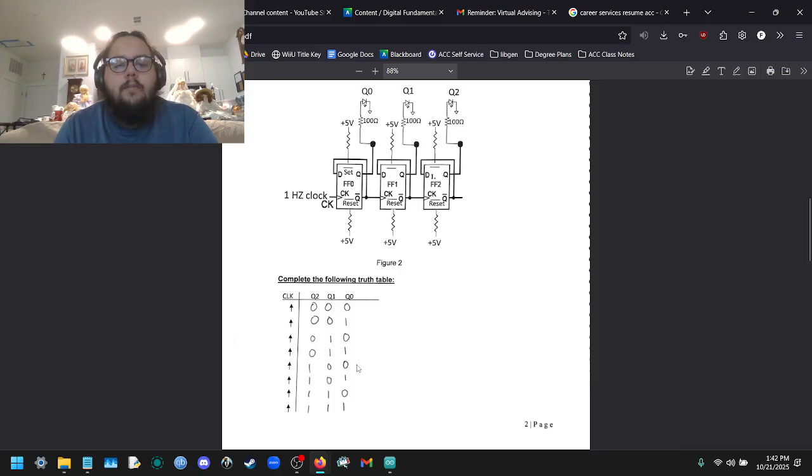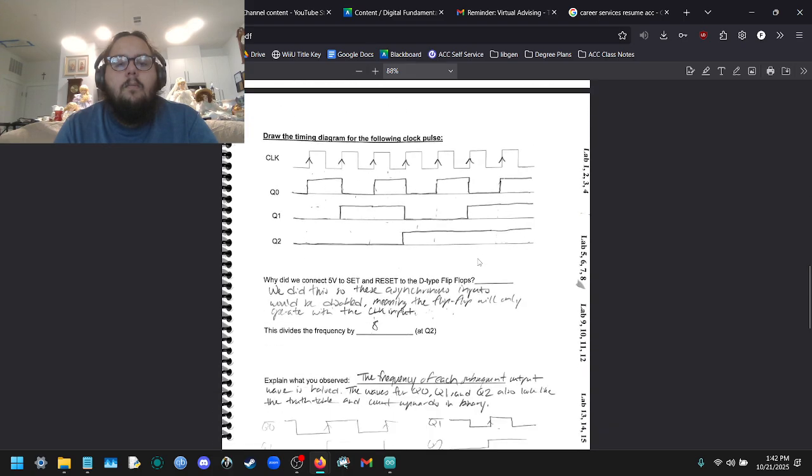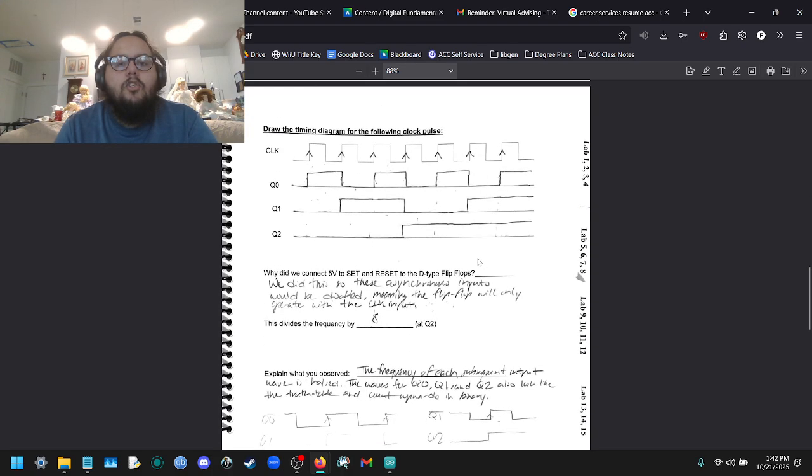For 3, the Q0 and Q1 LEDs should be on. For 4, only the Q2 LED should be on. For 5, the Q0 and Q2 LEDs should be on. For 6, the Q1 and Q2 LEDs should be on, and for 7, all of the LEDs, Q0, Q1, and Q2 should be on.